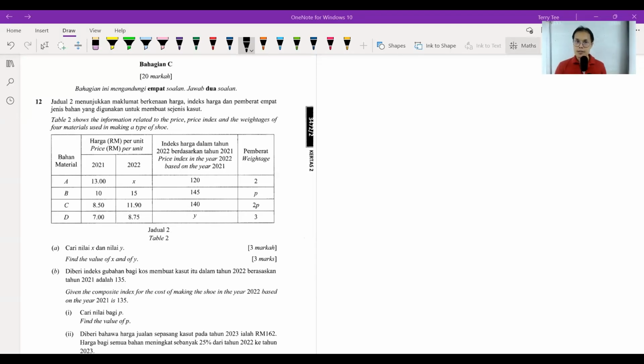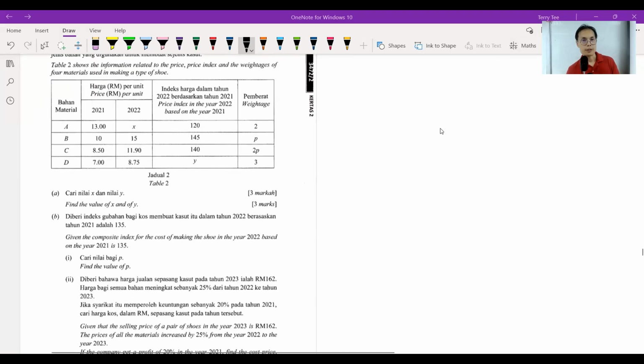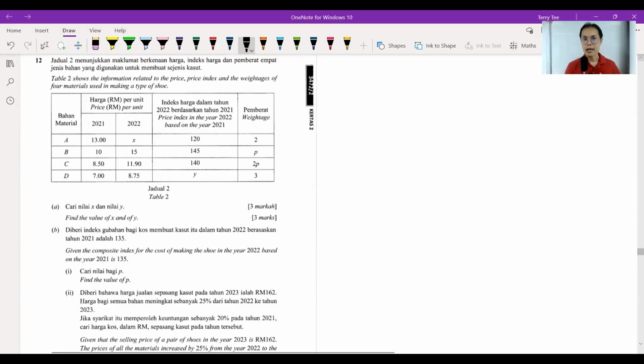Okay, let's move on to section C. Bahagian C. This is question number 12, so index number. Now, the table shows information about the price, price index and weightage of 4 types of materials used to make a type of shoe. Find the values of X and Y. You can see X is the price in the year 2022, so we write X divided by the price in 2021, 13 ringgit, times 100. The price index is 120.